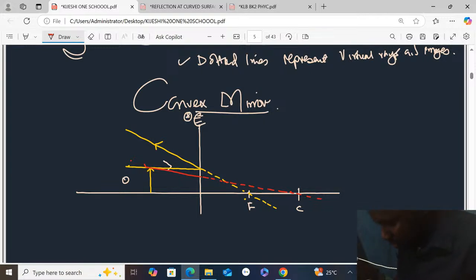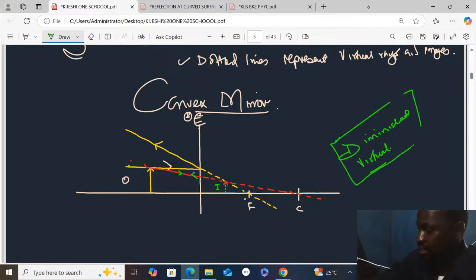Yeah, like that. Then the two rays have met somewhere here. Then that is where I'm going to draw my image like that. So I'll indicate the ray direction in this manner. Then I'll say that the image is diminished and then it is virtual. So regardless of where the object is placed, this will be the scenario for these convex mirrors.